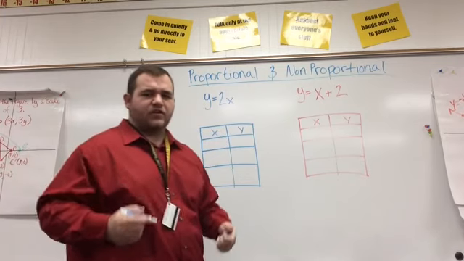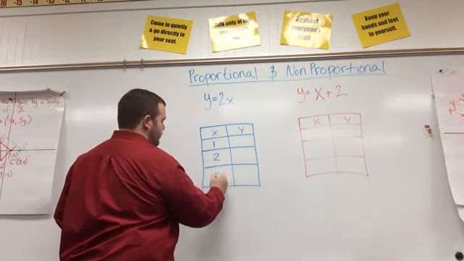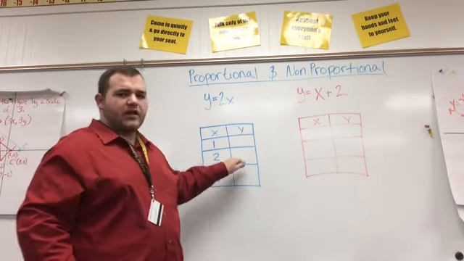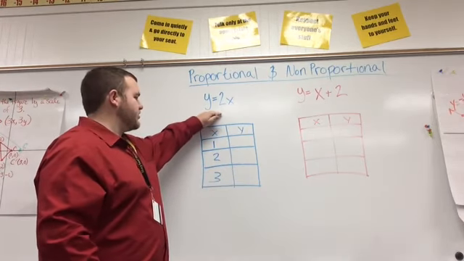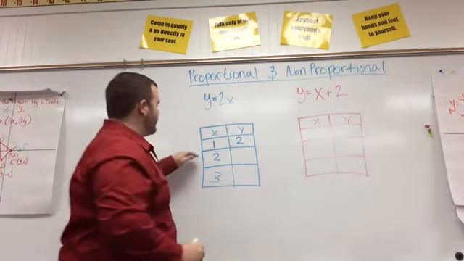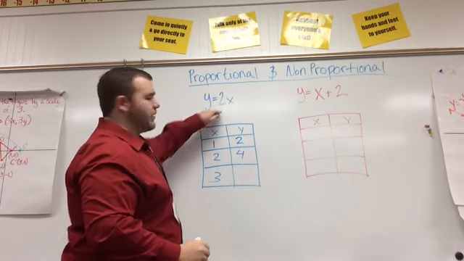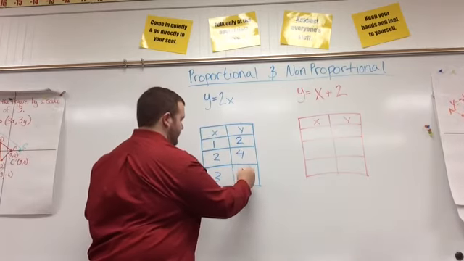So let's make it easy on ourselves, and we'll do x equals 1, 2, 3. And to figure out what our y equals, we'll plug them into our equation. So 2 times 1, we get y equals 2. 2 times 2, we get y equals 4. And 2 times 3, we get 6.